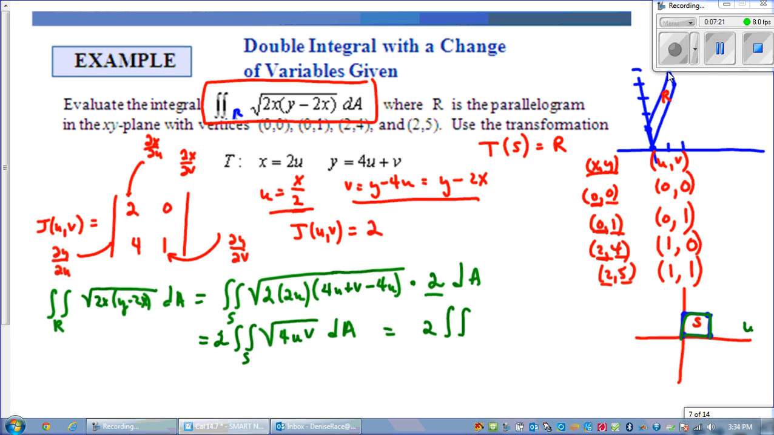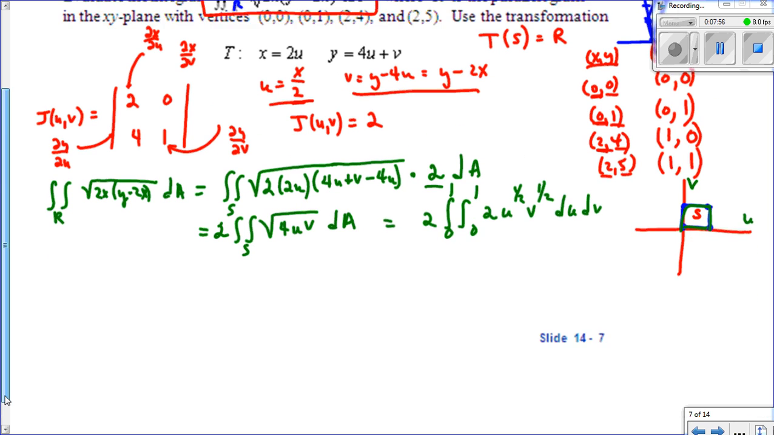The u's vary from 0 to 1. The v's vary from 0 to 1. And let's see, the square root of the 4 is a 2, so I'm going to take that out of the square root. And then I'm going to have u to the 1/2, v to the 1/2, just to make it simpler to integrate. Oops, not dx dy, it's du dv. And the order doesn't matter, it's just whatever your limits match up with.